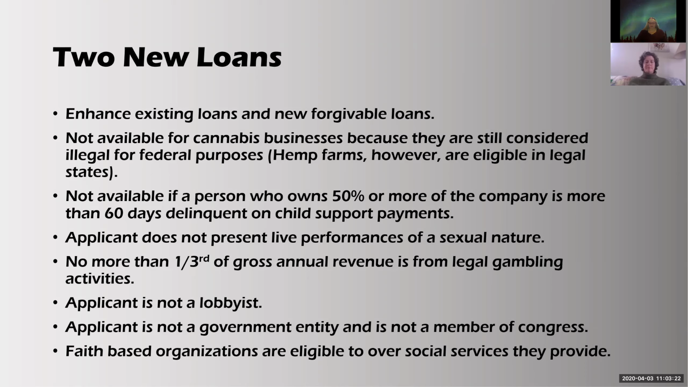They are not available if the person who owns 50% or more of the company is more than 60 days delinquent on child support. So if you have child support issues, you cannot get one of these loans. Also, the applicant must not present live performances of a sexual nature. In other words, you cannot be running pornographic websites and stuff like that and get one of these loans. Gentlemen's clubs and stuff like that don't count either.